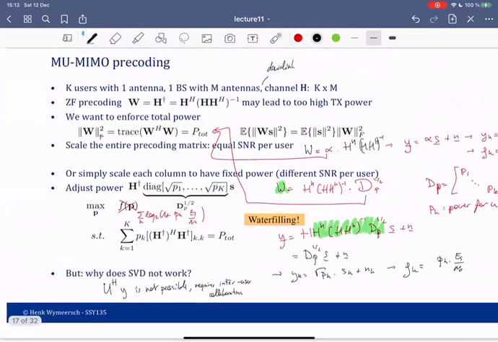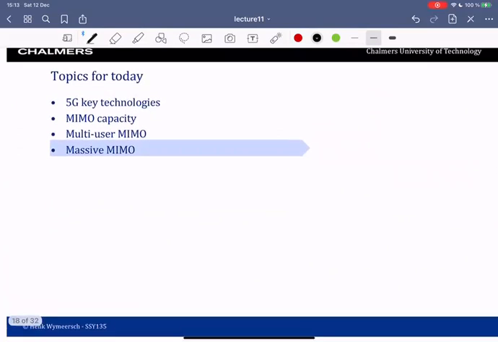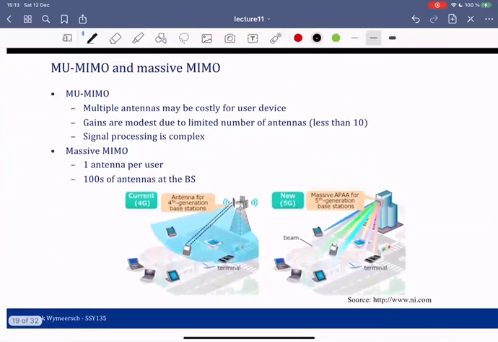All right, so now you've seen a little bit about multi-user MIMO. In the last topic for today, we will talk about massive MIMO. And as you can imagine, massive MIMO means just more antennas. So why do we want to talk about massive MIMO? The reason is that in multi-user MIMO, even though in theory this works well, putting many antennas at the user device, such as a phone, may be very costly. And then the gains are still relatively limited.